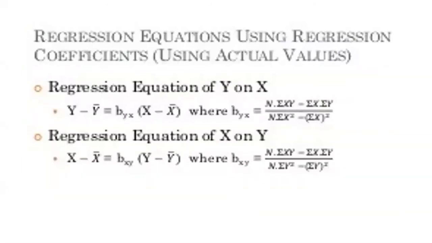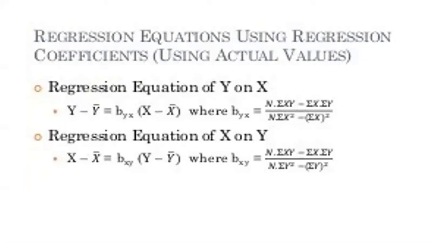Now let's understand the regression equations using the regression coefficients with actual values. Here is the regression coefficient which we used to calculate in our MBA, MCOM. So the regression equation of y on x: y minus y bar is equal to byx times (x minus x bar), where byx is equal to n summation xy minus summation x into summation y, whole divided by n summation x square minus (summation x) whole square.